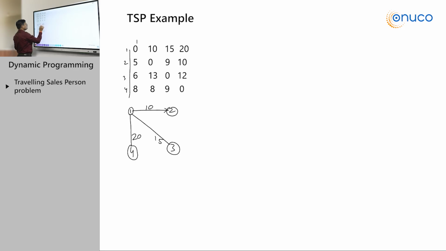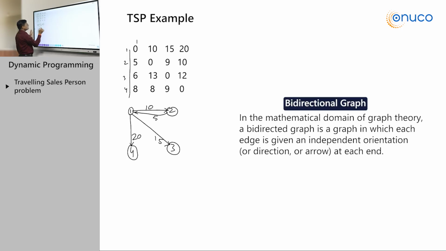Okay. So 1 to 2, 1 to 3, 1 to 4. Similarly, 2 to 1. Here we have a bidirectional graph. 2 to 1 is 5. I am just making you understand how it is represented. It is a bidirectional graph, not an undirected graph, right? So 2 to 1 is done.